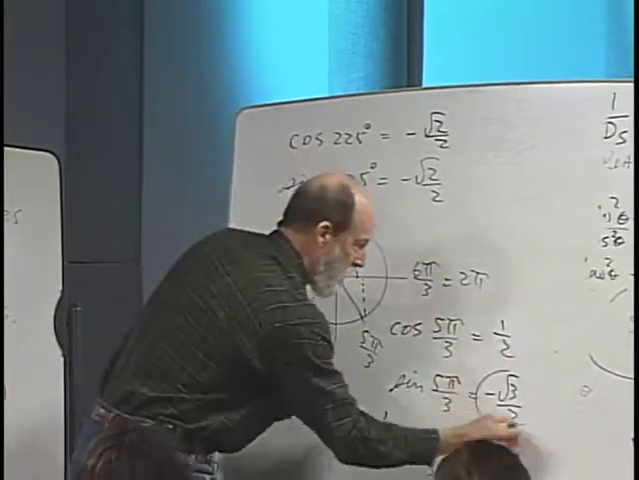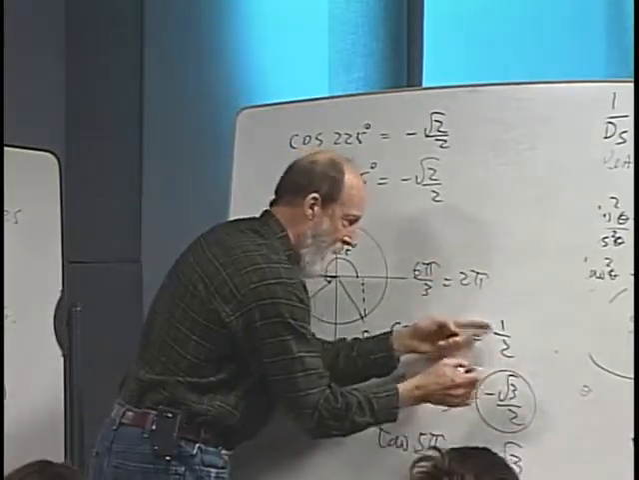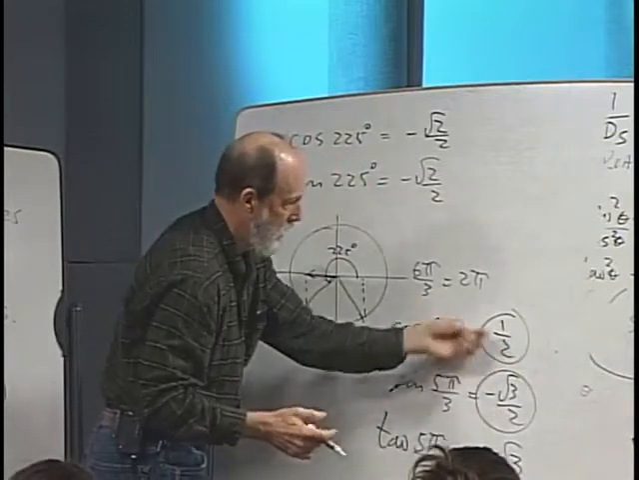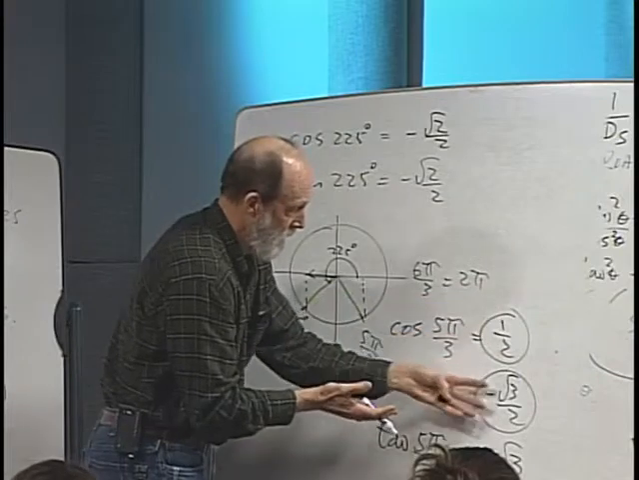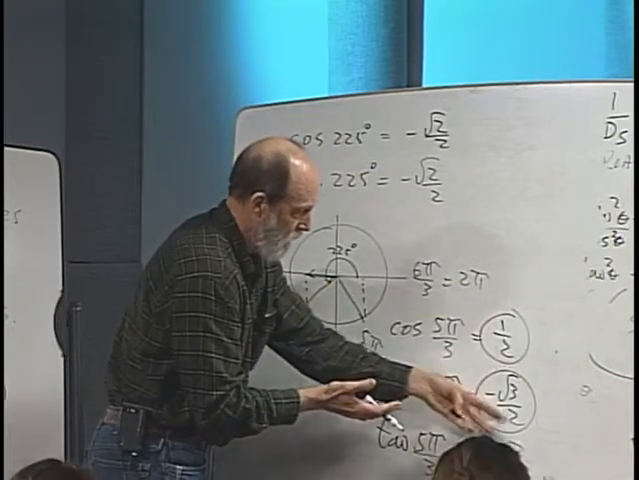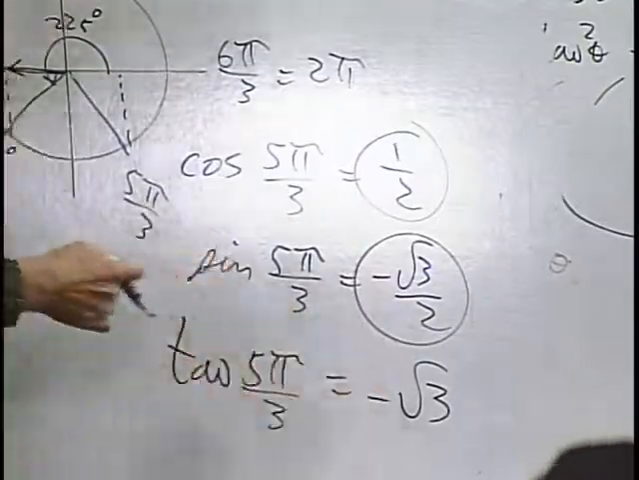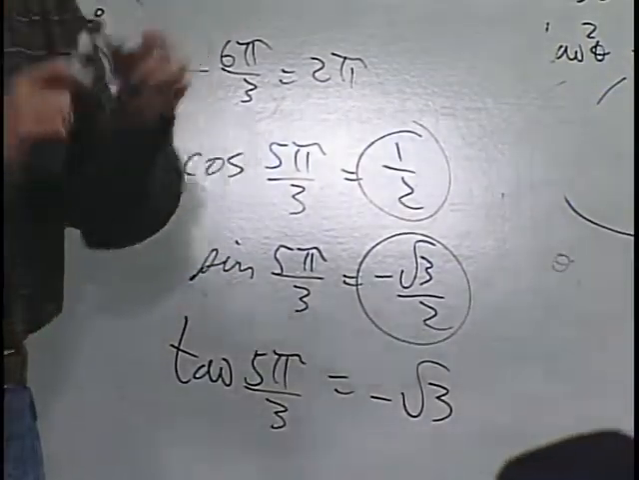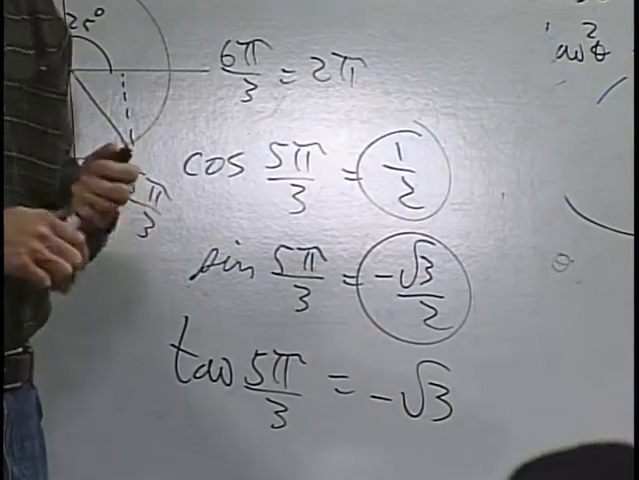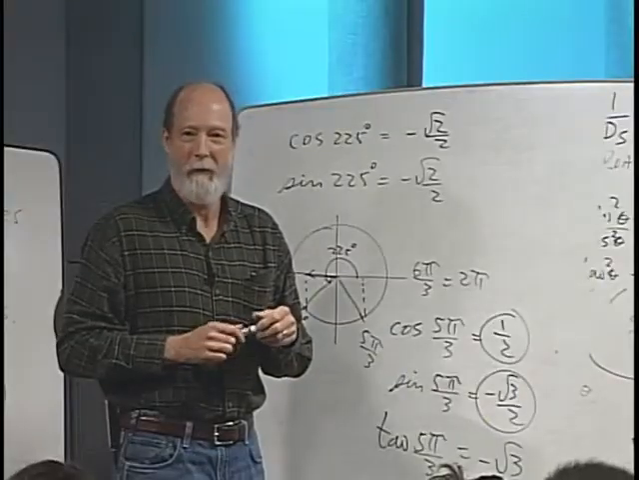If you took this value and divided it by that value, the halves disappear. You lose the 2's and you end up with minus radical 3. Okay. Enough said on the unit circle. Work on it, master it, and you'll be a very happy trig student.